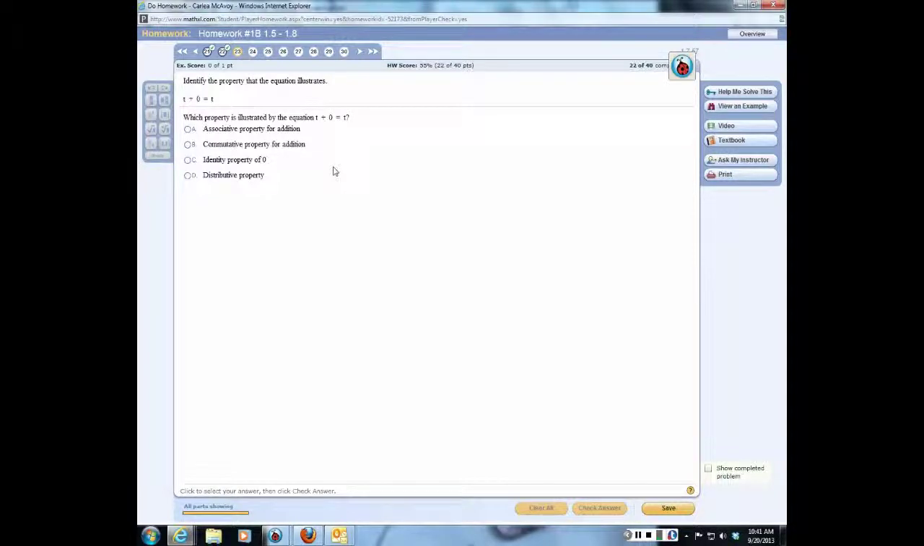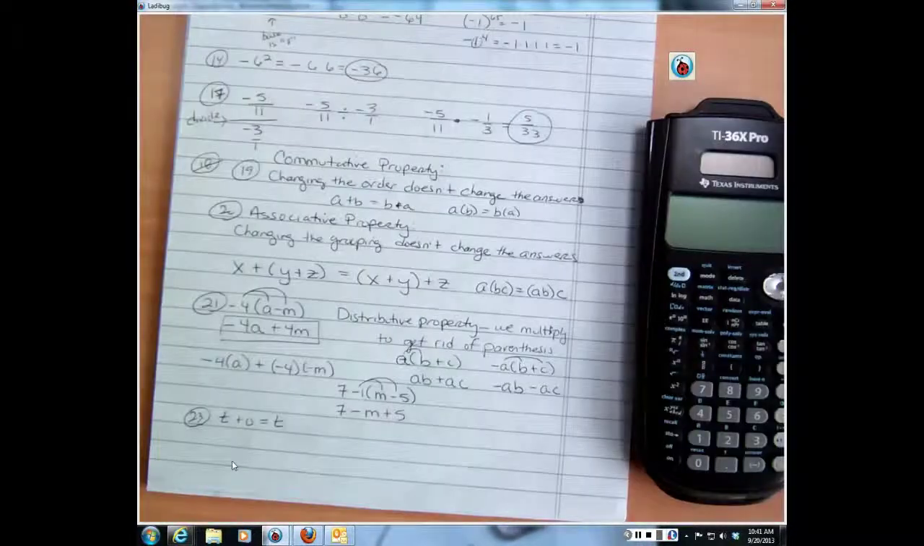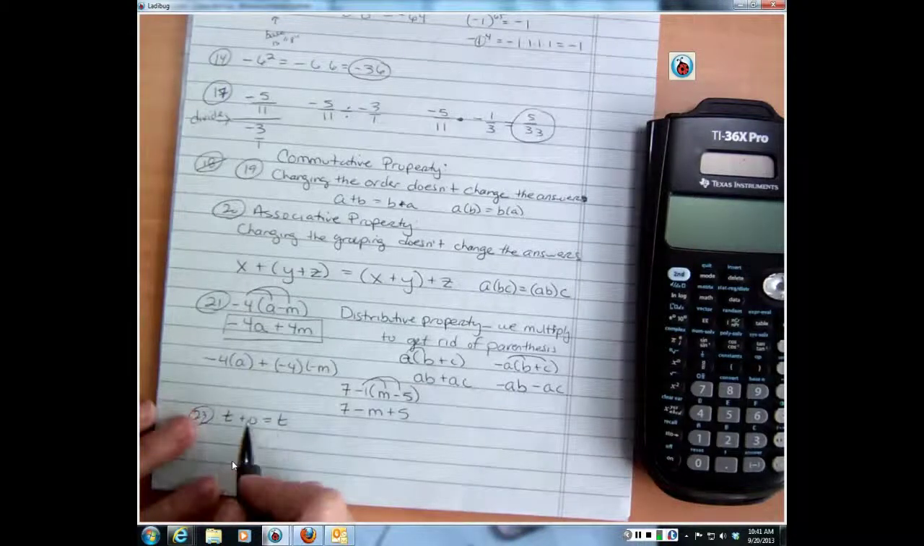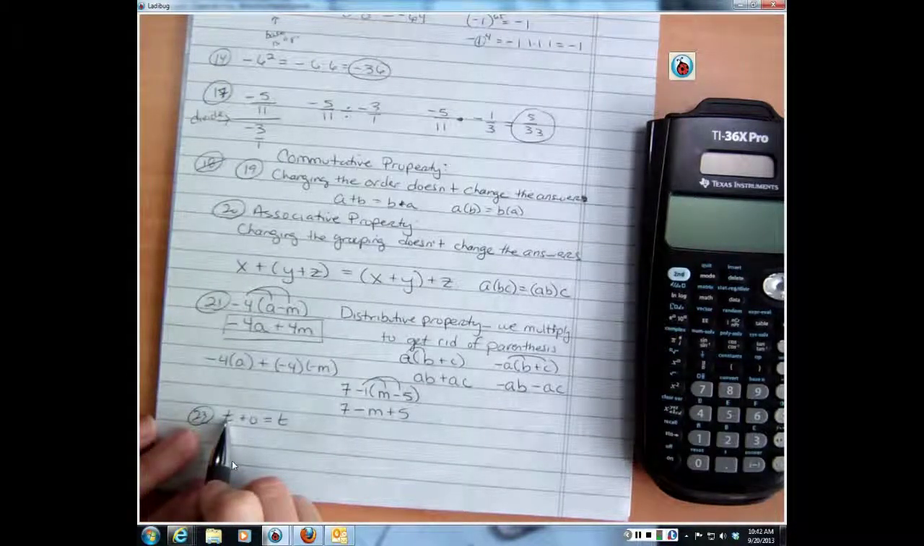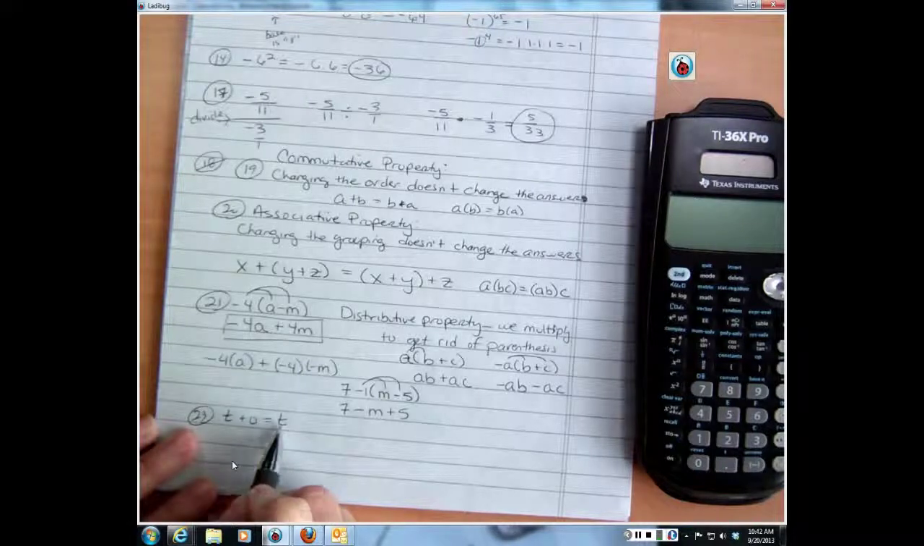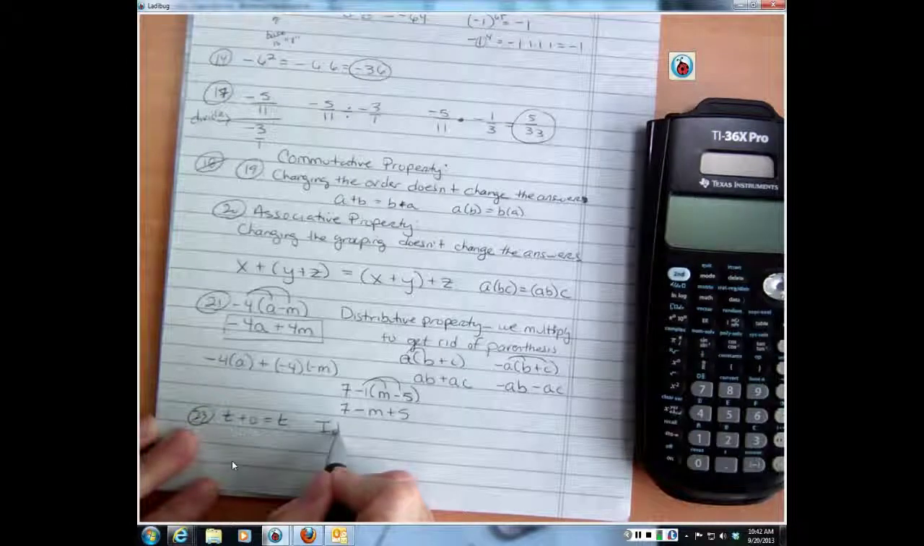Now this property is different because we're not changing the order. We didn't get rid of parentheses. We didn't change the grouping, so we haven't used any of the ones that we know so far. Instead, it says that T plus 0 equals T. So when I have a problem, I have a number, and I add something to it and it doesn't change it, then we would say that it kept its own identity, right? So that's the identity property.